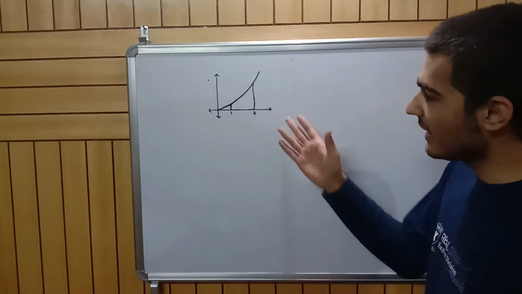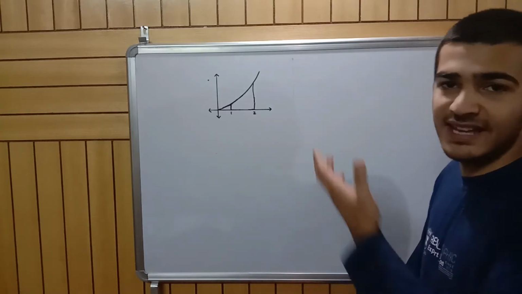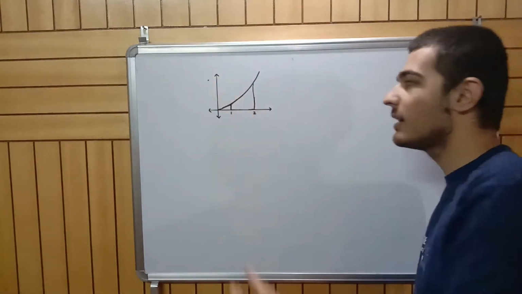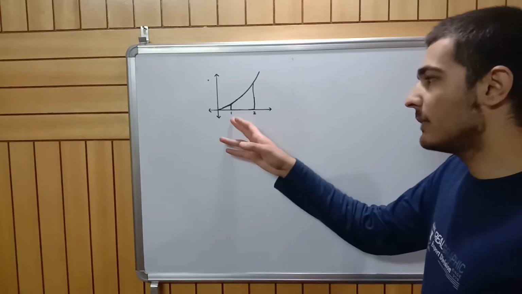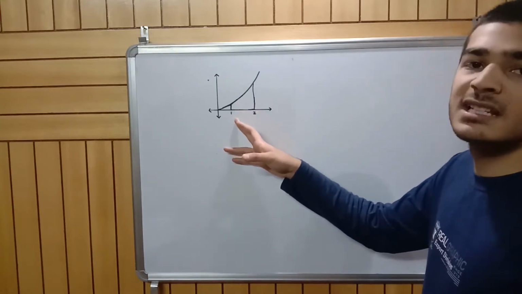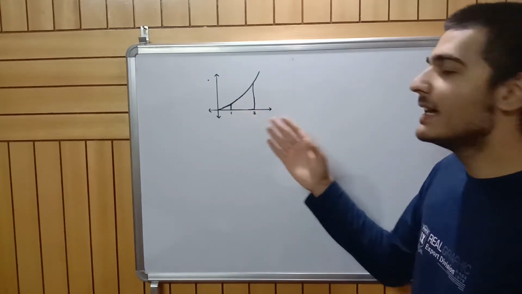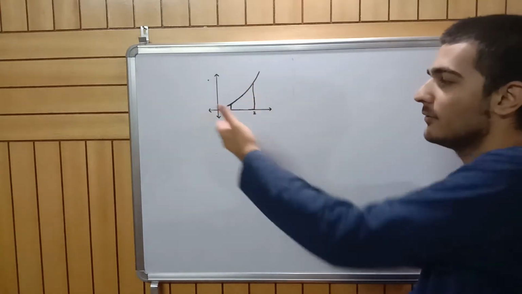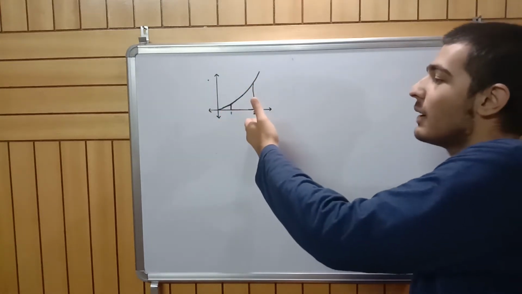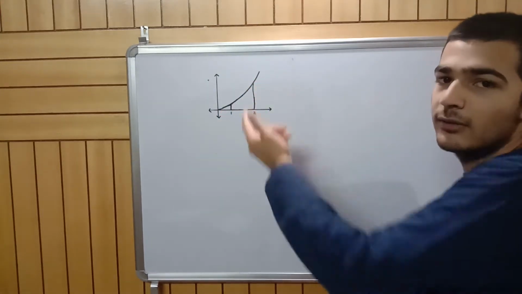So here I have drawn my diagram again, which is x square. Okay, x versus x square, and I have drawn out my two limits. The first limit is at x equals 1. The second boundary is at x equals 2, to get a closed figure.